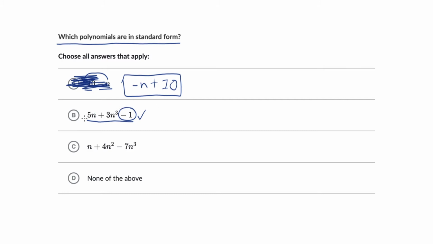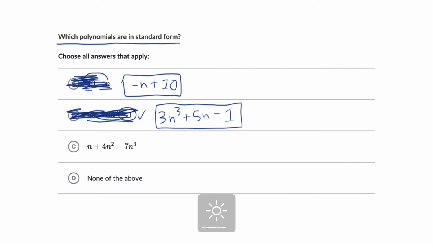So the correct way to rewrite this polynomial is 3n to the third plus 5n minus 1. So that is the correct way of doing it. Unfortunately, it's incorrect as written, so guess what we have to do? We cross it out, okay? That's what I did when I was younger. I always crossed out answers that I just didn't even want to look at, okay?